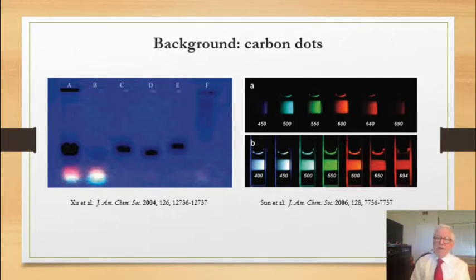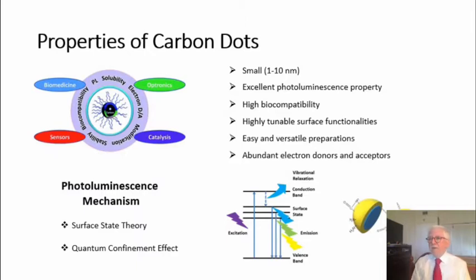And if we ask the question, what are the properties of the carbon dots? This is shown on the next slide. Small nanoparticles, 1 to 10 nanometers. The luminescence properties are excellent. High biocompatibility, high tunable surface functionality, so they have many types of functionality on the surface. To prepare them is easy and versatile. And finally, there are a lot of electron donors and acceptors on the carbon dots. So if we think about application, as you can see on the left side, biomedicine, sensors, catalysts, optronics have been really described in the literature from 2006 up to now.